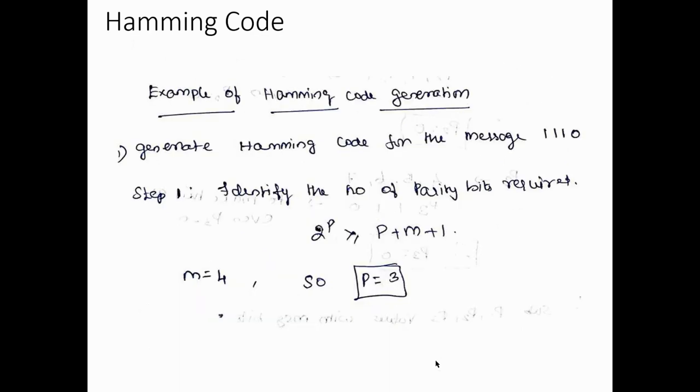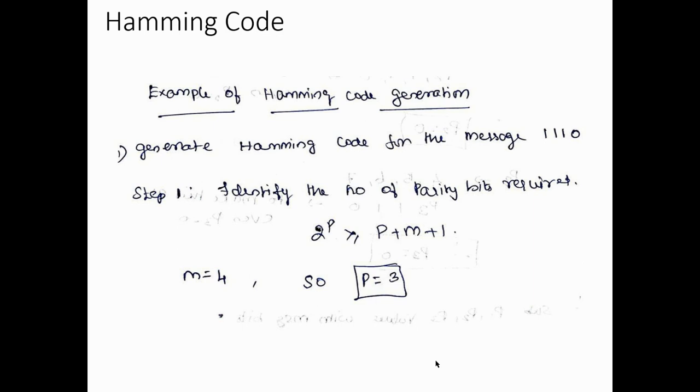Let's see an example of how the Hamming code is generated. First we look at the problem: generate the Hamming code for the message 1110. This is the information message we are going to transmit, and it has 4 bits. We need to generate a Hamming code at the transmitter end, and then we can transmit.